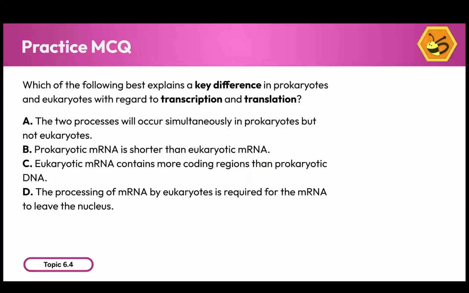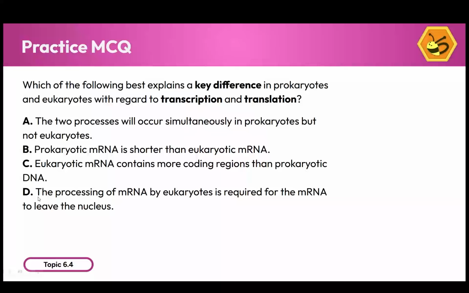Alright, and here's why B is wrong. This just doesn't answer the question. According to the AP College Board explanation, B is technically true, but it just doesn't answer the question, right? C, eukaryotic mRNA contains more coding regions than prokaryotic DNA. C is very misleading. Prokaryotic mRNA can actually code multiple proteins for one mRNA transcript, but that's way beyond the scope, and C just doesn't answer it.